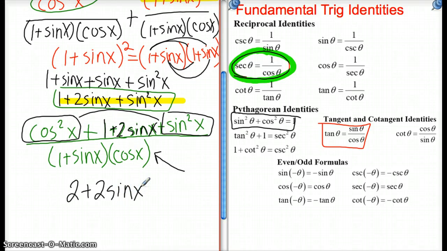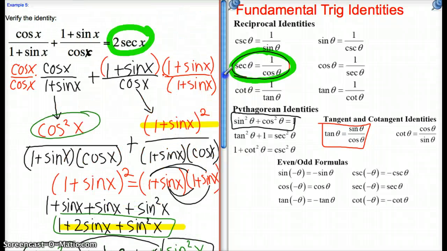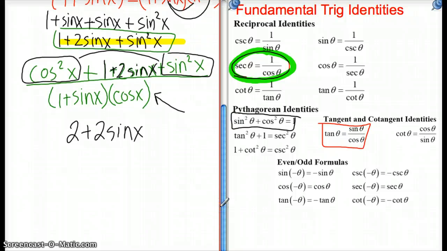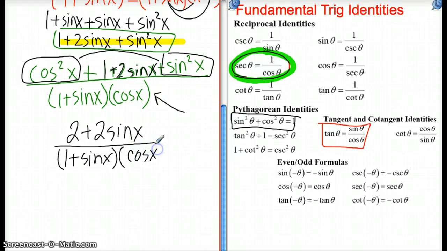I'm also liking that too. Remember what our goal is? To make it equal to 2 secant of x. So all these 2's make it promising as well. So the top is much simpler now. 1 plus sine of x in the denominator still, and cosine of x. So I've got to figure out how to get that 1 plus sine of x out of the denominator and clean up the top. Let's see here.